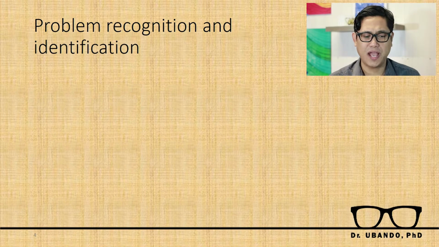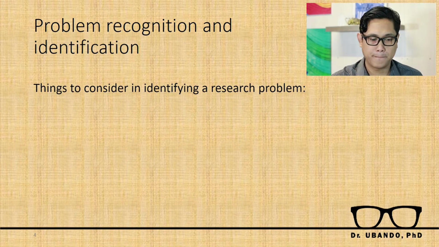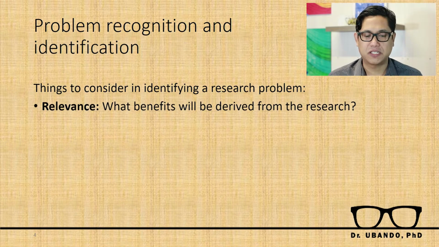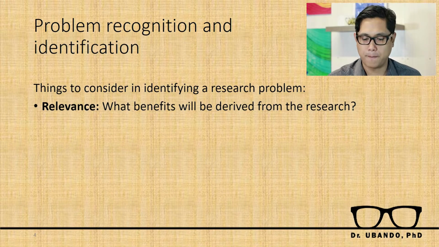Now, let's look at some things to consider in identifying a research problem. Let's start first with the relevance. We may want to answer this question: what benefits will be derived from the research? So it is essential for researchers to also consider the benefit of the research that we would be conducting. We need to identify who would benefit from the study and what would be the significance if we are able to address that specific problem.